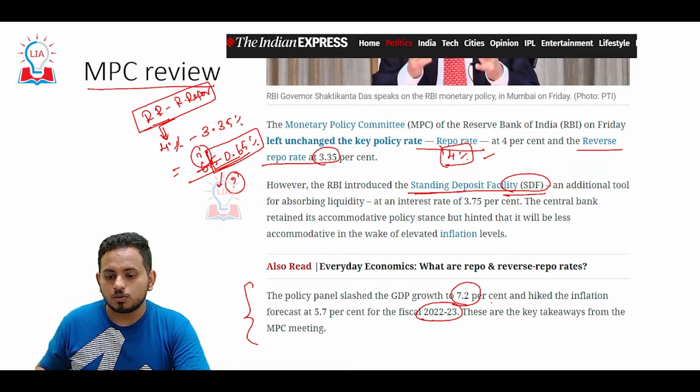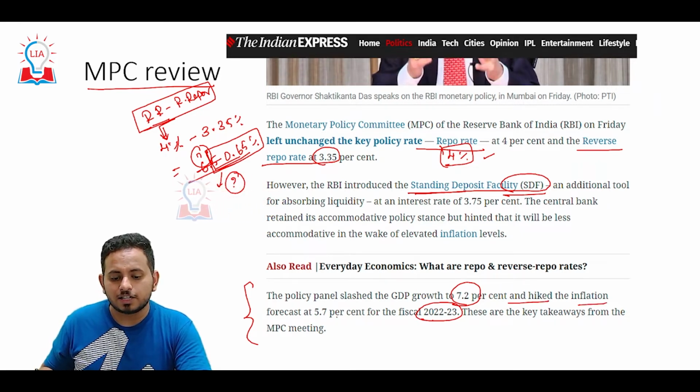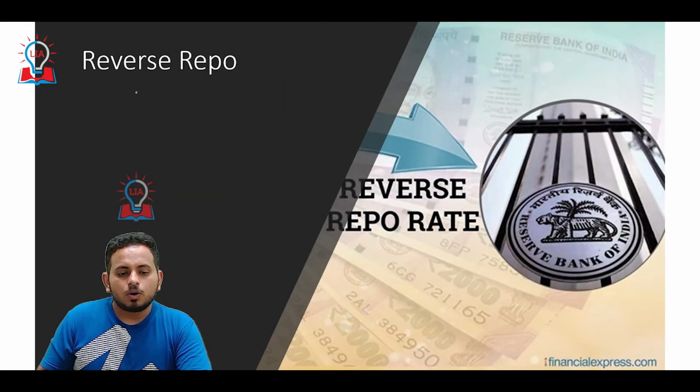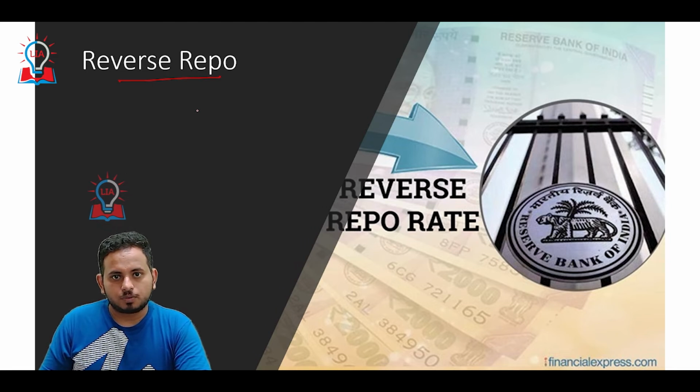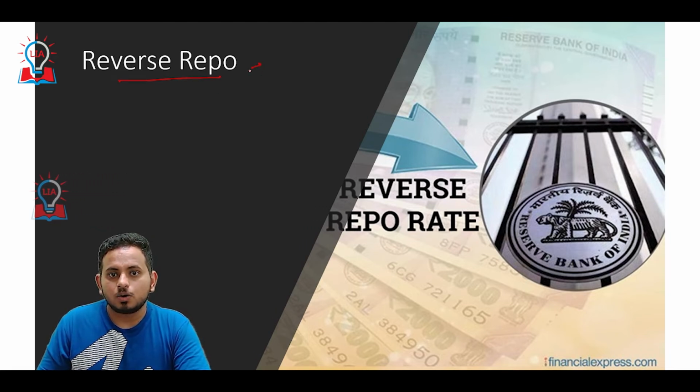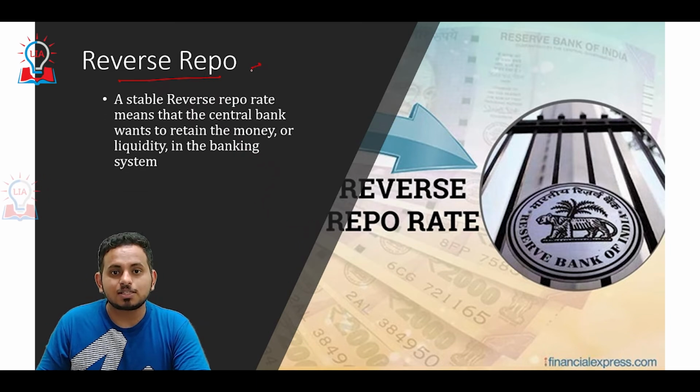Okay, and also it hiked the inflation forecast to 5.7%. What is reverse repo rate? You know the repo rate, and now let's understand what is reverse repo. It's just the opposite of repo.